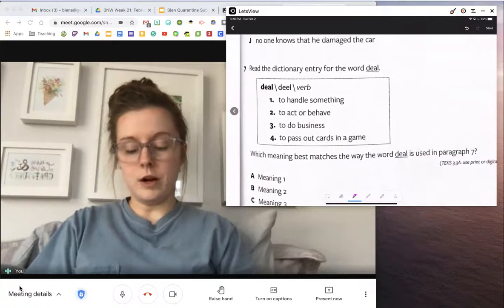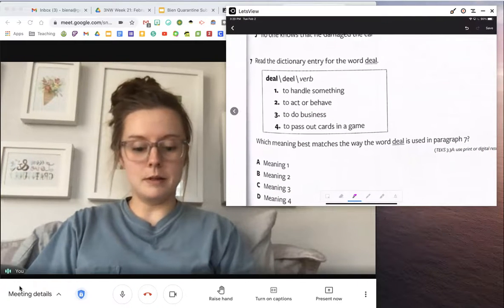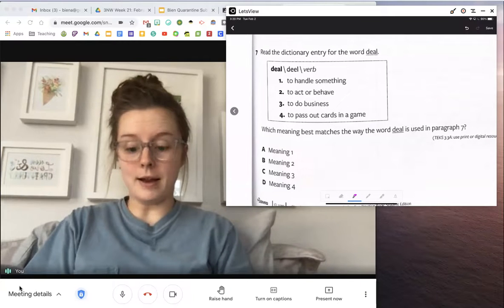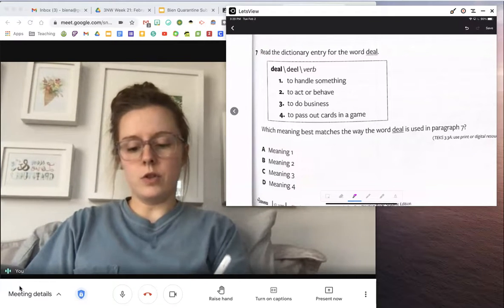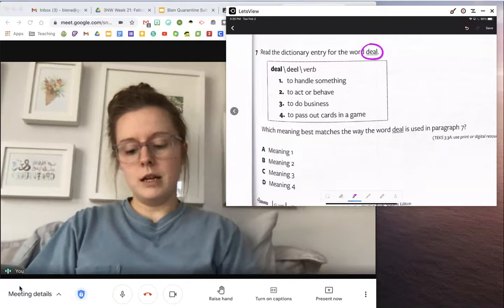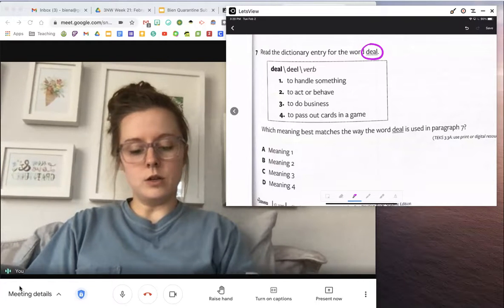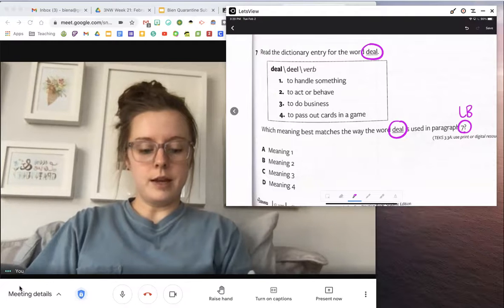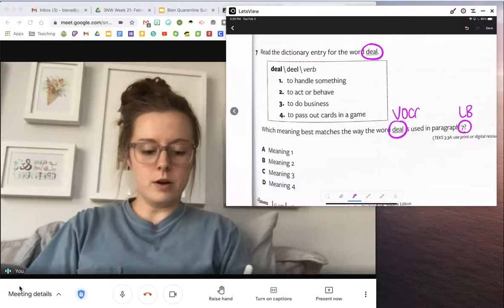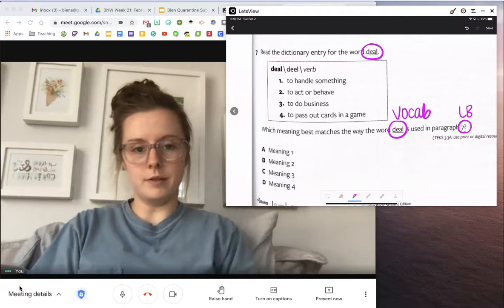Oh, this tells me that when I was scanning, I think I accidentally missed one of my underlined words. I'm going to have to go back and fix that. It says, read the dictionary entry for the word deal. Which meaning best matches the way the word deal is used in paragraph 7? So it is a look back, and it is asking me about a word meaning, so vocabulary.